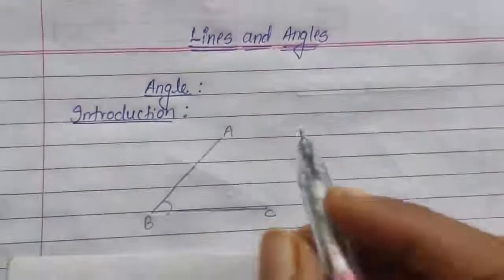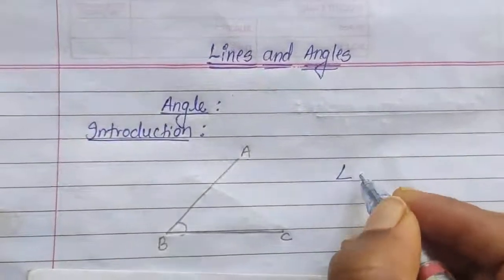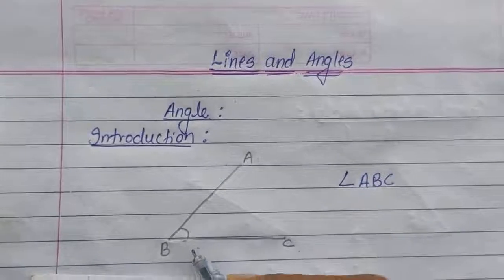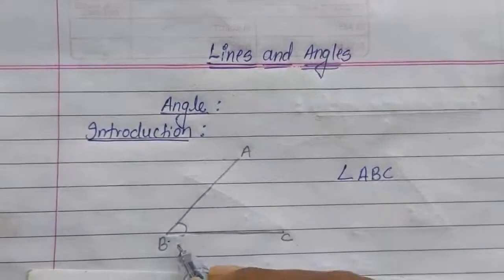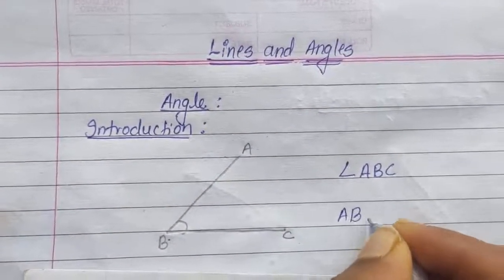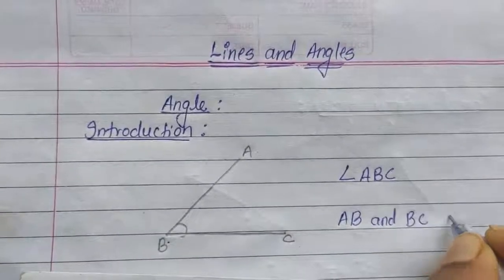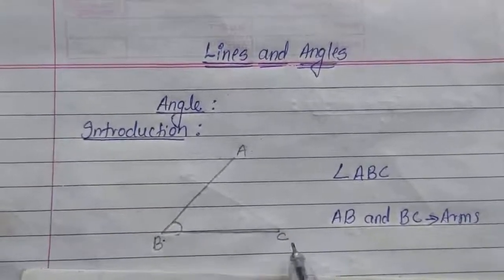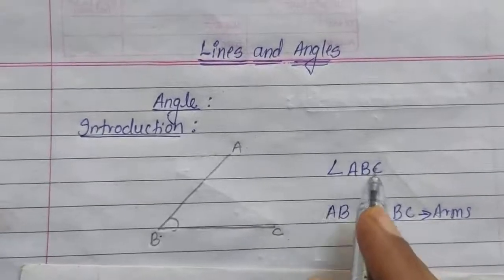Now, this is angle ABC. Here AB and BC are the arms of an angle. An angle has two arms, and AB and BC are the arms of angle ABC.